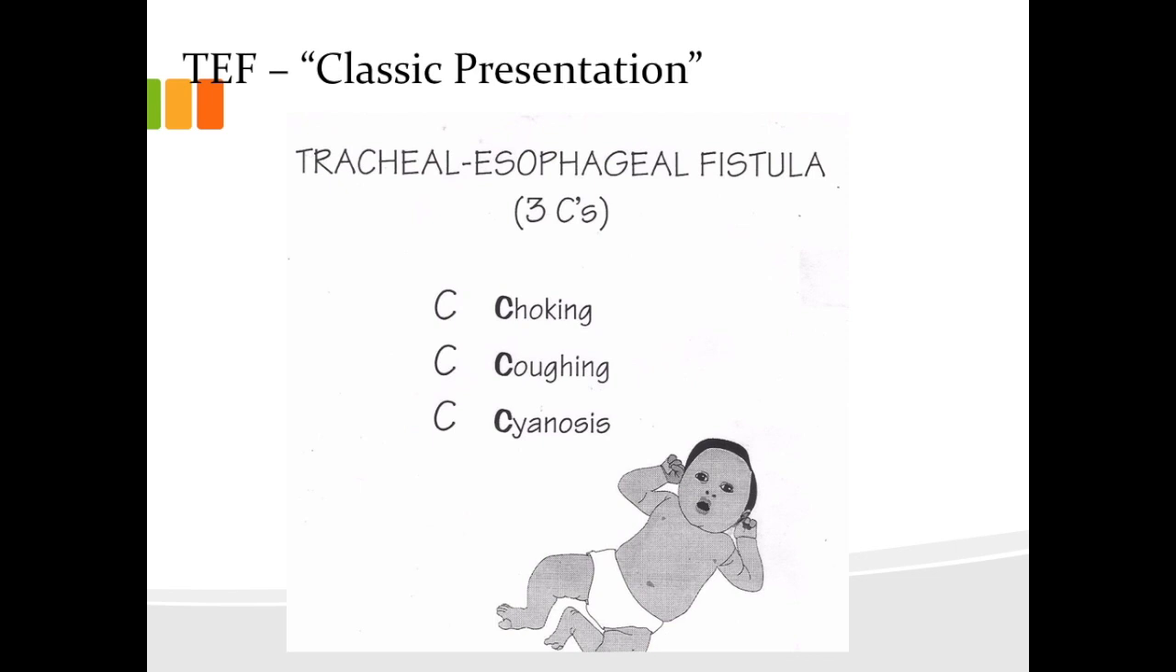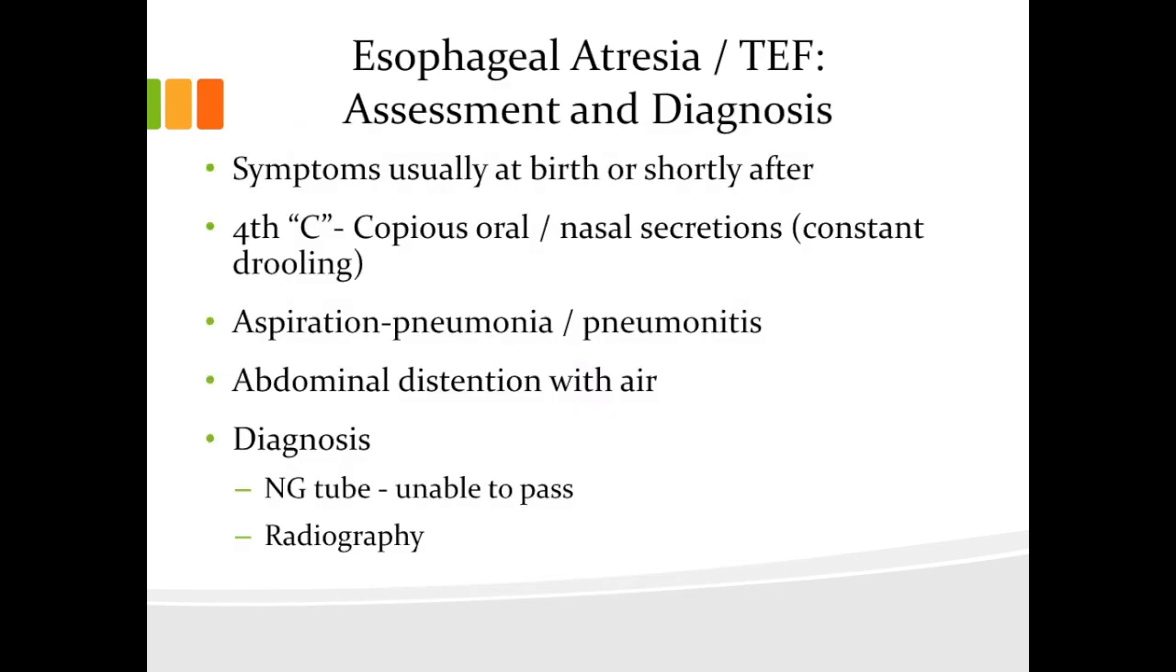But a kid who has a TEF is going to be taking in milk or water or formula, whatever we're giving them. They choke on it, they cough, and they become cyanotic because it's going straight into the lungs. The symptoms usually occur at birth or shortly thereafter. Now we do add a fourth C, copious oral and nasal secretions, as in this kid is constantly drooling because there isn't anywhere for the fluid to go. They may end up with aspiration pneumonia or pneumonitis, and so they would be showing signs and symptoms of respiratory distress. They can have abdominal distension, and their belly is all full of air.